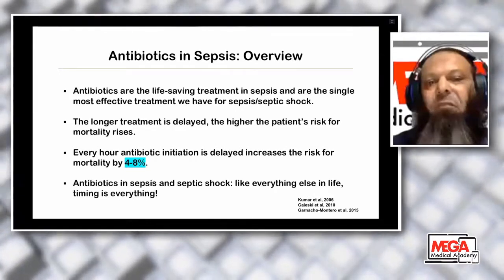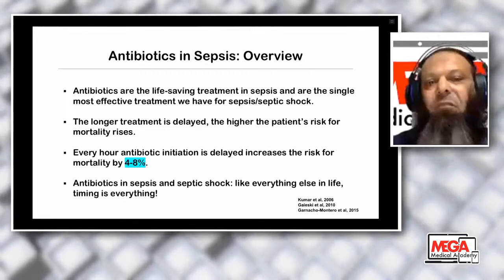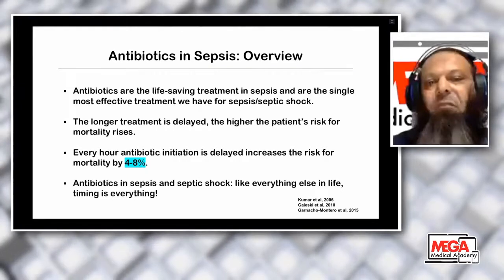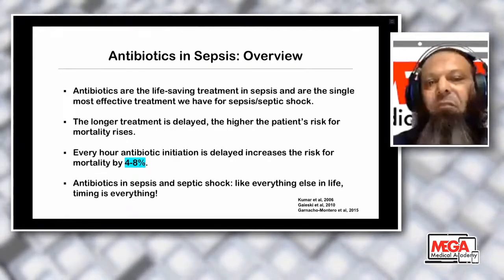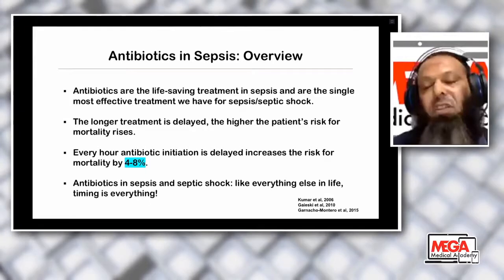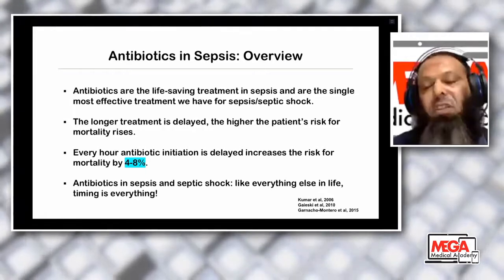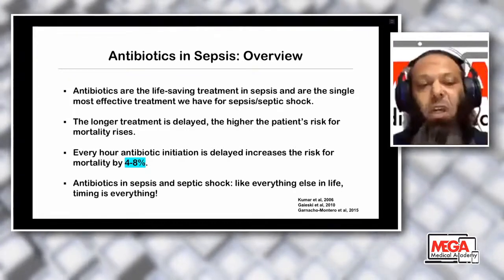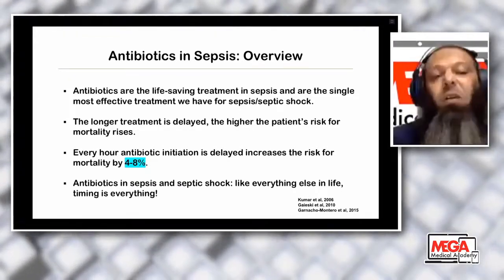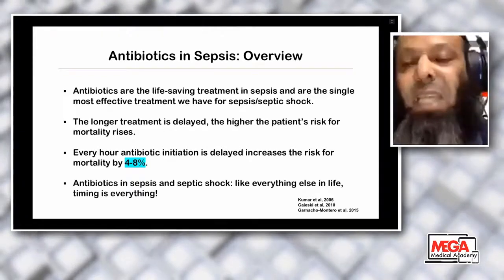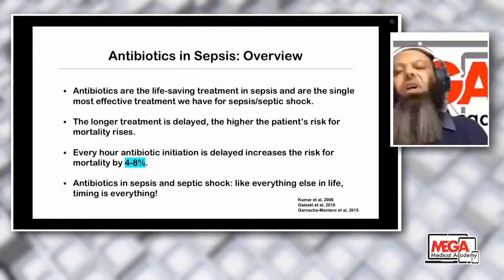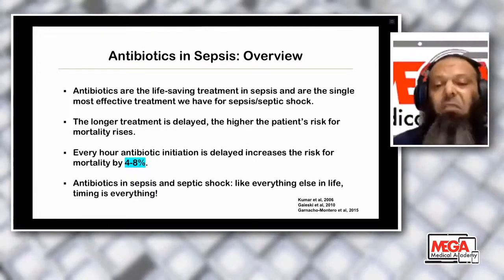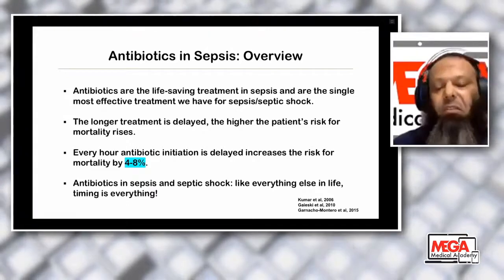The longer treatment is delayed with giving the antibiotics, the higher the patient risk for mortality rises, of course. And since 2006, from Kumar et al., which was the classic study that we rely on for the timing of antibiotics in septic shock, every 1 hour antibiotic initiation is delayed, this, of course, increases the risk of mortality up to 8%. Antibiotics in sepsis and septic shock, like everything else in life, timing is everything.